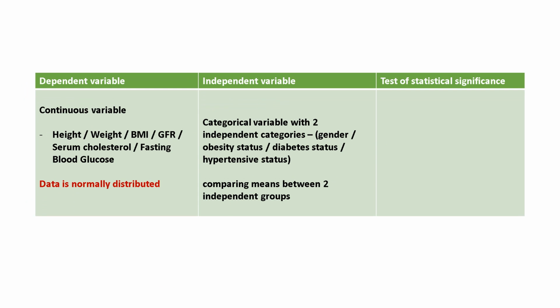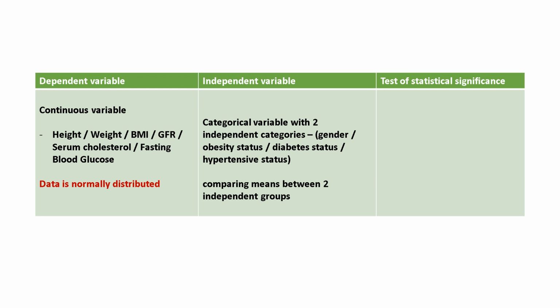Okay, the dependent variable is continuous, such as height, weight, body mass index, glomerular filtration rate, serum cholesterol, fasting blood glucose, etc. And the data is normally distributed also. And the independent variable is categorical with two independent categories. It can be gender, obesity status, diabetes status, or hypertensive status.